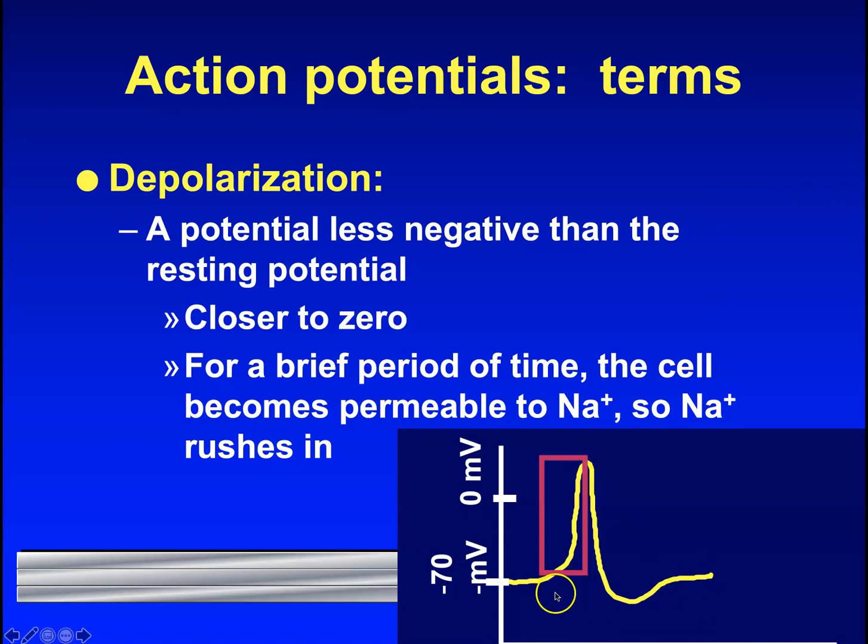It looks like this. Here we are at rest, down here at minus 70. This upswing, when we're going more positive voltage, that's called the depolarization. And they call it that because as you get closer to zero, it's actually, and then it gets polarized again, but we call this whole thing a depolarization. That's when it's getting more positive. And that's when sodium is rushing in through the voltage-gated channels.